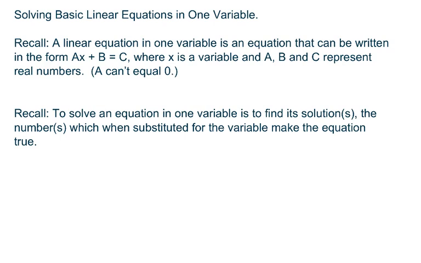We're going to be looking at linear equations. To recall a couple things from our previous video, a linear equation in one variable is an equation that can be written in the form ax plus b equals c. Operative word here is can, where x is a variable and a, b, and c represent real numbers. And we do make a distinction that the number a cannot be equal to 0. So an example of a linear equation would be 3x plus 5 equals 11.